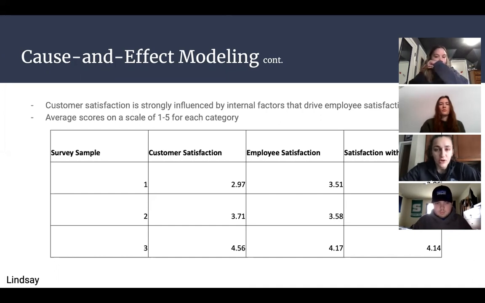As you can see, survey sample 1 has a low customer satisfaction score of just 2.97, while survey 3 has a high score of 4.56. This jump is due to the increase in the employee satisfaction and satisfaction with the supervisor scores between the two samples, indicating that customer satisfaction is strongly influenced by internal factors that drive employee satisfaction. All of the factors, aside from job satisfaction, had very high correlations with customer satisfaction.